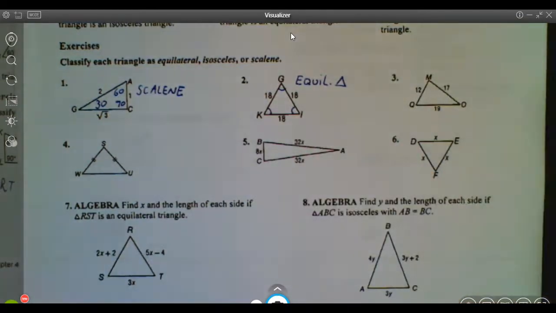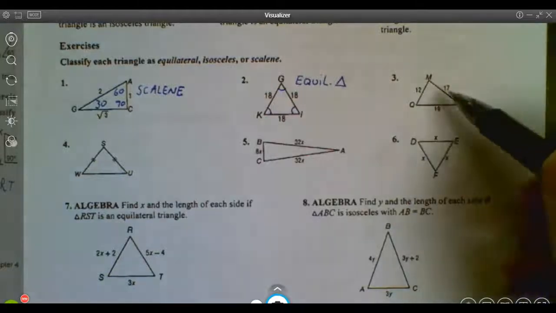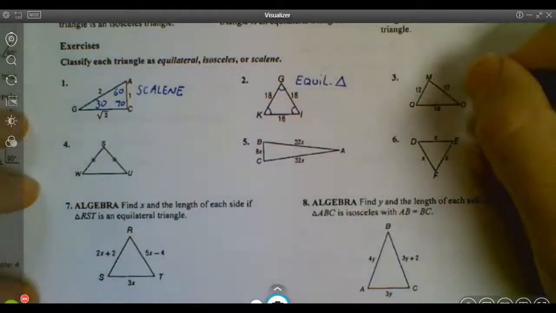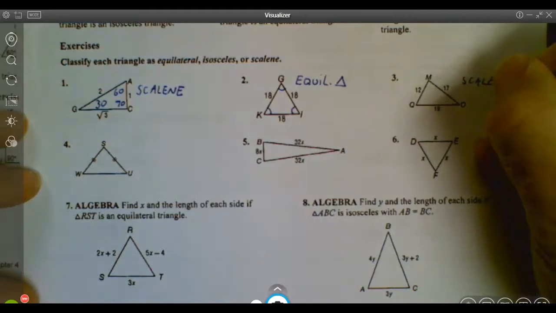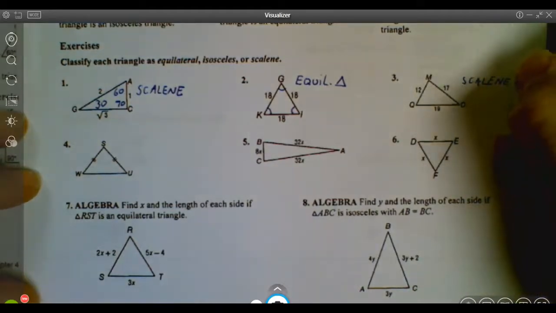Let's take a look at this guy. We can see all the sides are different again. So this would be a scalene triangle based on the side lengths.